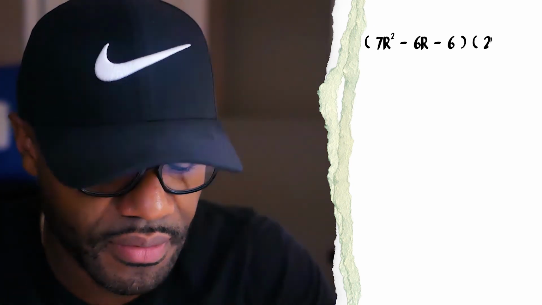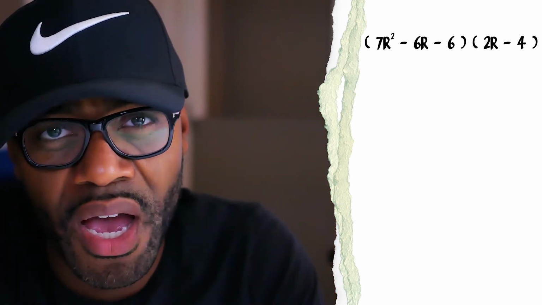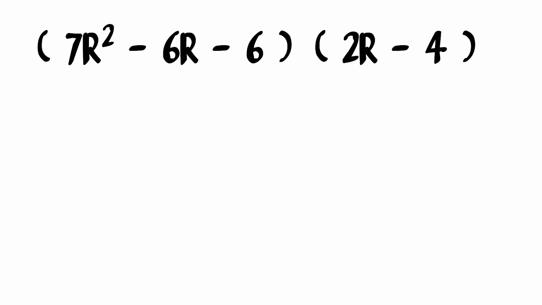So now let's try a problem where we have a trinomial by a binomial. FOIL can't help you here. Problem 3 reads 7r squared minus 6r minus 6 times 2r minus 4. Again, we want to be able to do this using the steps we highlighted in the beginning. We need to create a matrix.